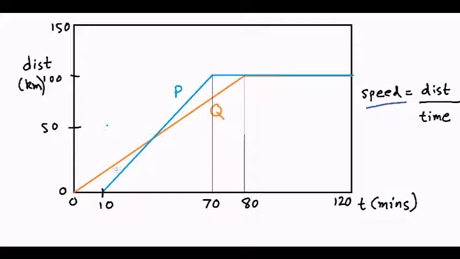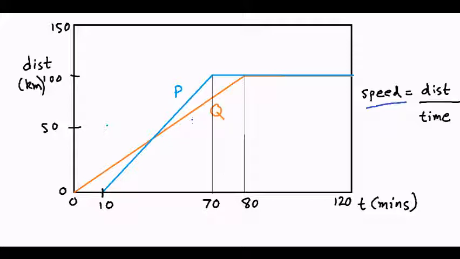As you can see, let's take Q for example. From time equal to 0 to time equal to 80, it's traveling a distance of 100 kilometers, and then it stays at 100 kilometers. What it means is that it's been traveling at some velocity in the time interval of 0 to 80, and after that it is stationary. The same for P. In the time interval of 10 to 70, it is traveling 100 kilometers, and after that it remains stationary. So let's see what we can find out from this diagram.